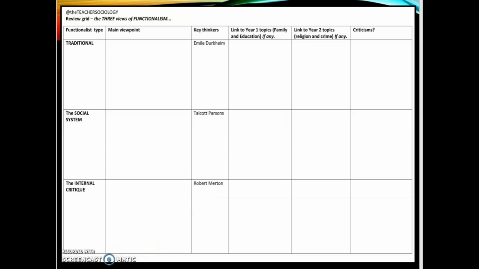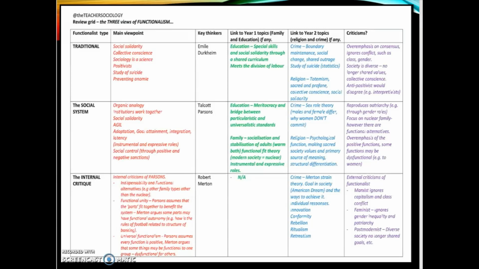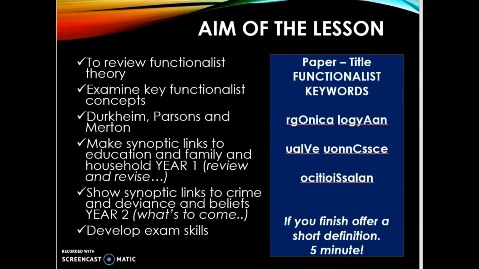Now at the end of it, your table should look something like that. We've only got bullet points, it's a summary, it's just at a glance. And I just want you to realize as well, when we do Robert Merton, we have not done anything about Robert Merton in year one, so that is going to be a blank box, so you can fill that in there now. Okay, so that's the table that you're going to do.